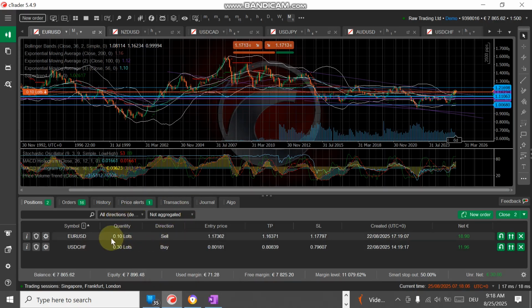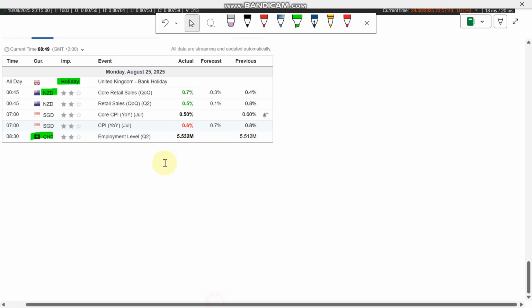It's one bank, and I plot in Holiday Bank for United Kingdom. British Bank is closed. New Zealand core retail is good for quarter to quarter. Anyway, I plot one of the good green positive news on New Zealand. The rest is not sure what it is.